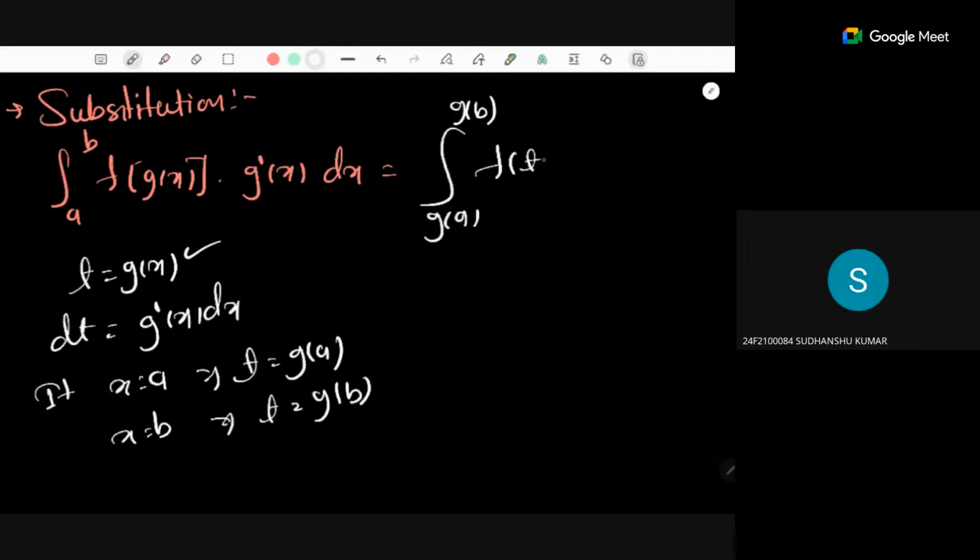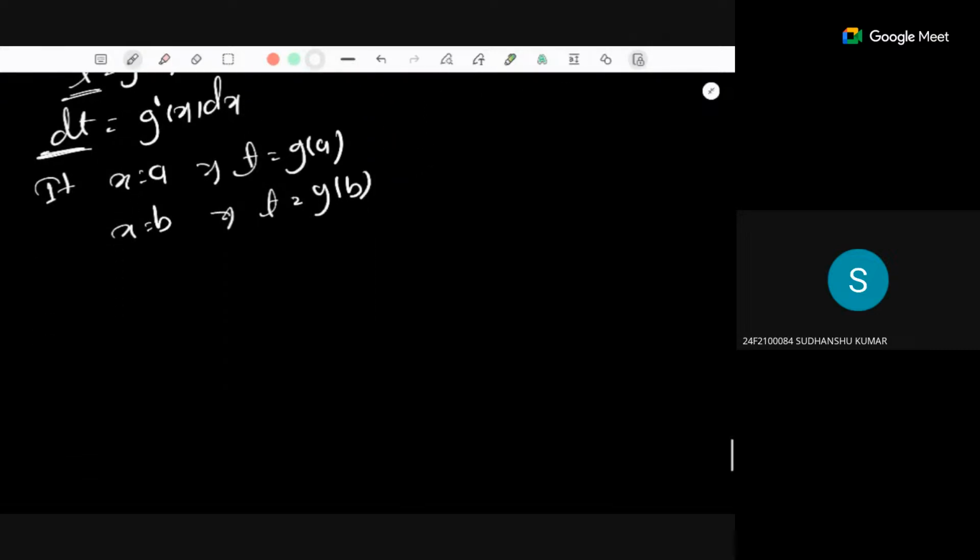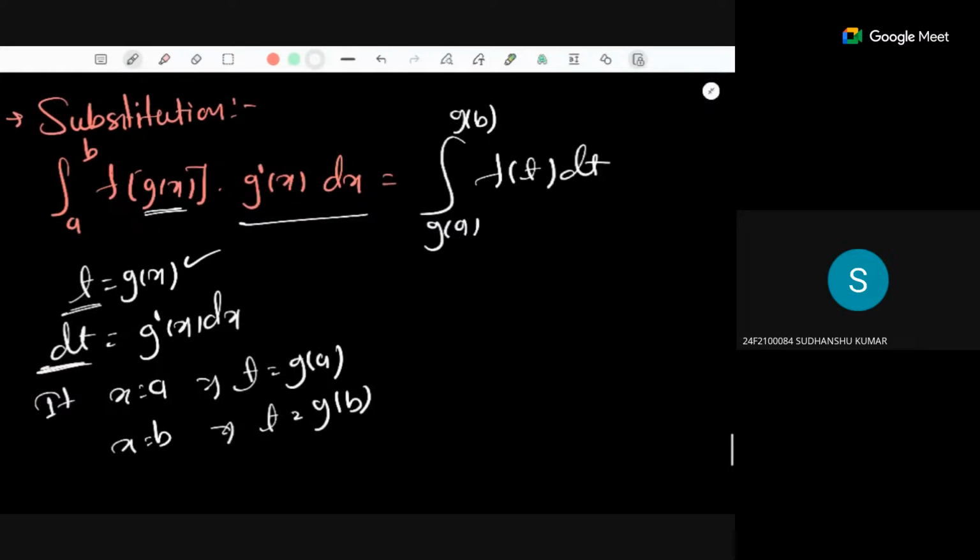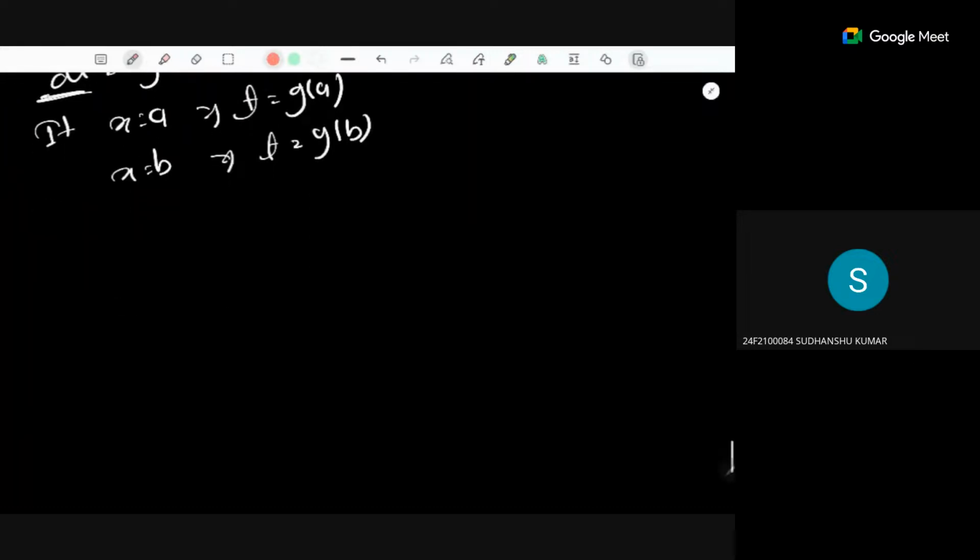So the limit will change from g of a to g of b. Here we have f of t, because we replace g of x by t, and g dash of x dx with dt. Okay. So we can simplify the integration by using some substitution, and this method is known as the method of substitution. Here you have to judge which function you need to substitute to make it simpler. We'll also take one example of this method of substitution, but let's also discuss what integration by parts is.